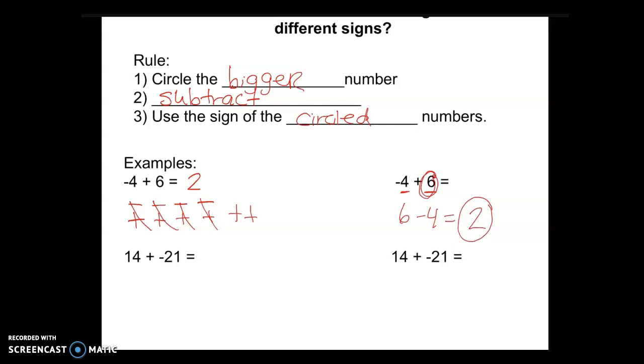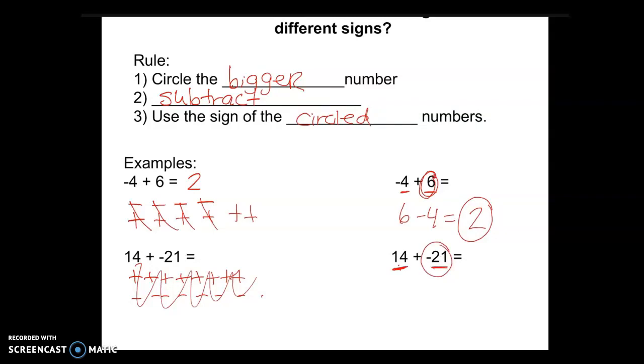If we look at our next example, 14 plus -21. I'm not going to sit here and draw 14 positive signs and then 21 negative signs. That's just going to get out of control. So we could use our rules. So our rule says circle the bigger number. So out of 14 and 21, our bigger number is 21. So that's what we are going to circle.